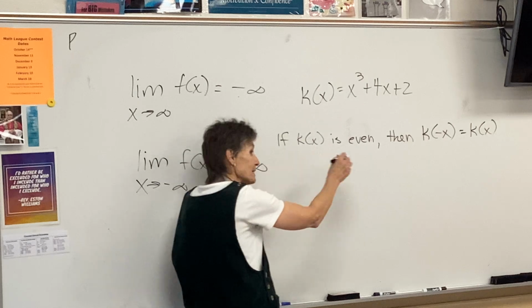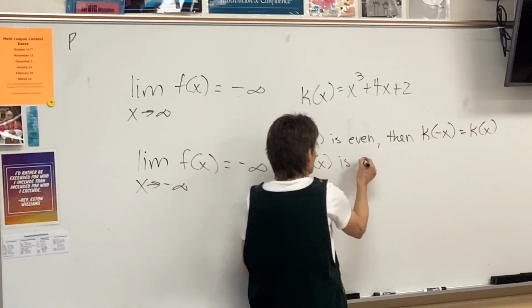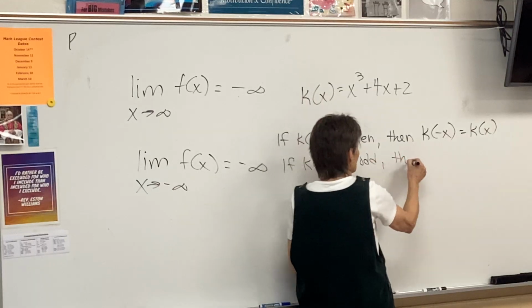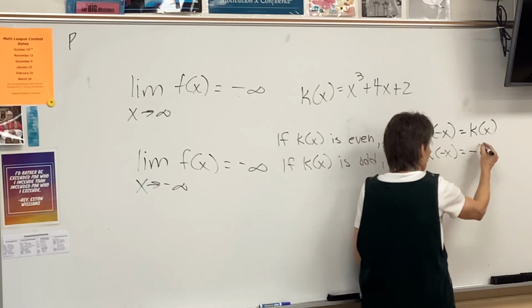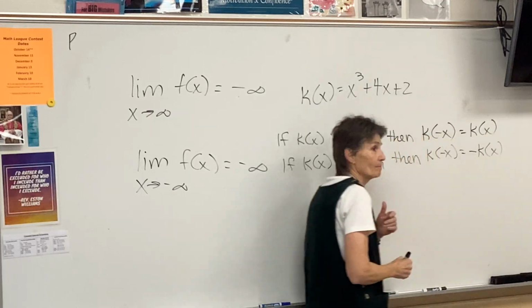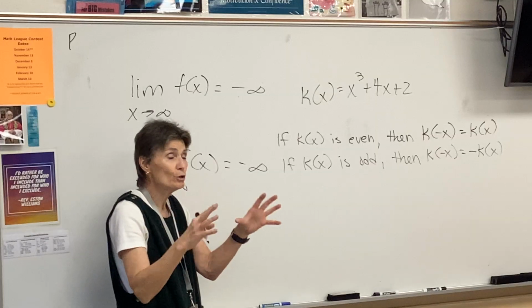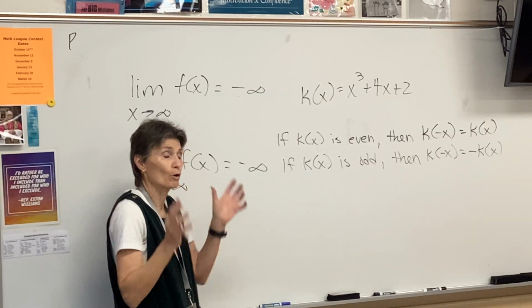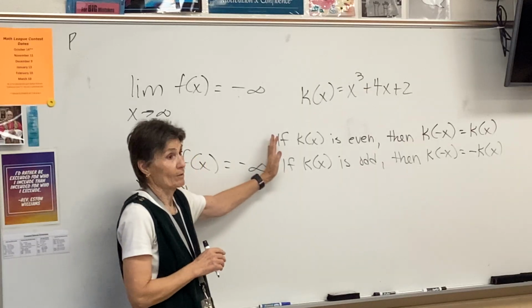I'm just writing the definition for now. What if k is odd? K of negative x equals negative k of x. Okay, you have to show, prove, demonstrate, whatever verb you want to use, that we are even or odd. This is where you start.